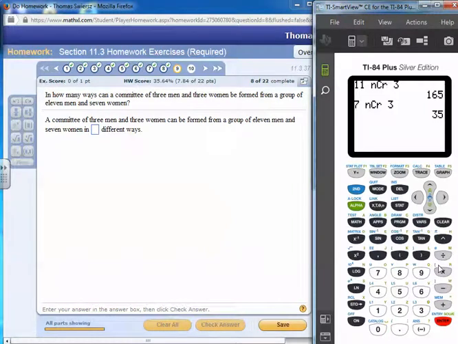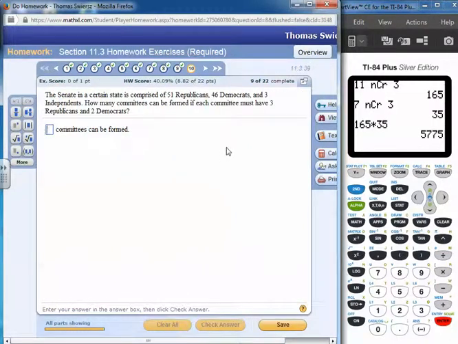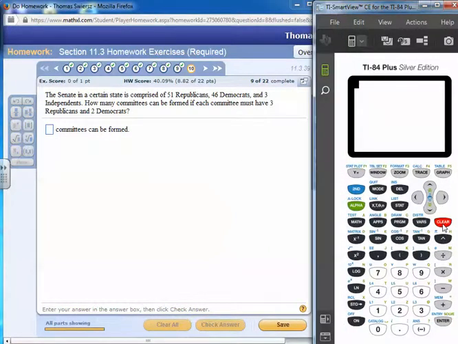So now we multiply the two numbers together: 165, the number of ways to get the men, times 35, the number of ways to get the women. Altogether we would have 5,775 different ways of getting groups of 3 men and 3 women from a total of 11 men and 7 women. All right, so do each one separately with a combination, and then multiply the two to get your final answer. Let's go ahead and look at problem number 10. The Senate in a certain state is comprised of 51 Republicans, 46 Democrats, and 3 independents.